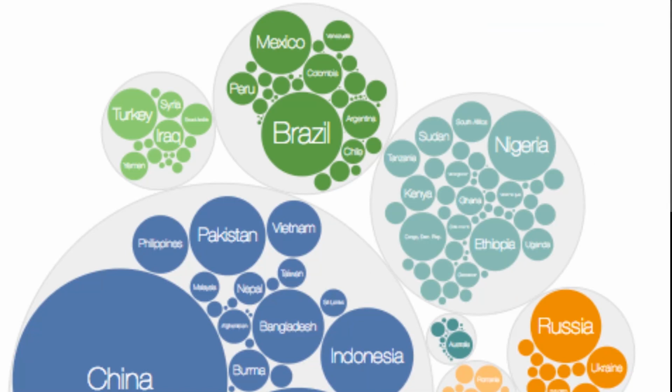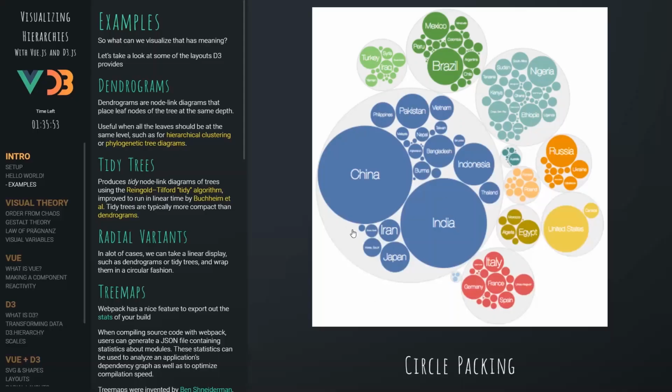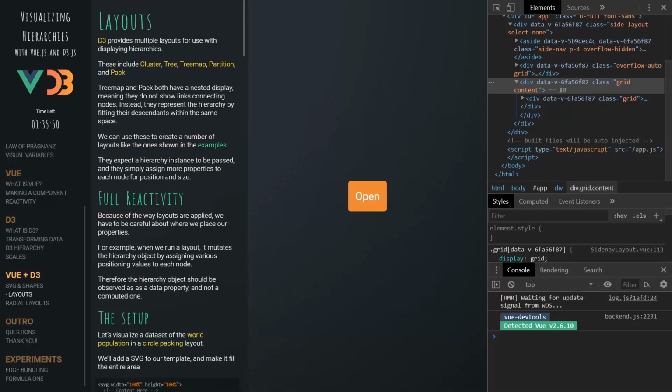Same thing with circle packs. For this circle pack, you can see there's no line that connects its parent to its children. The children are inside of the parent. That's how we can visually display it. All right, so going back over to here. Since they don't show links, and instead represent the hierarchy by fitting the descendants in the same space, we can use these to create a number of layouts like the ones shown.